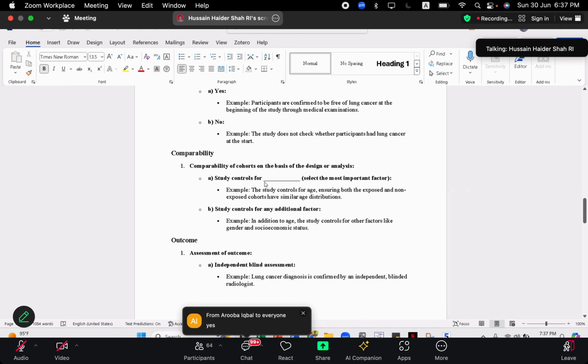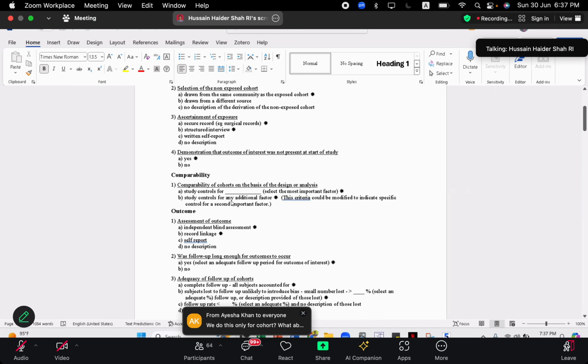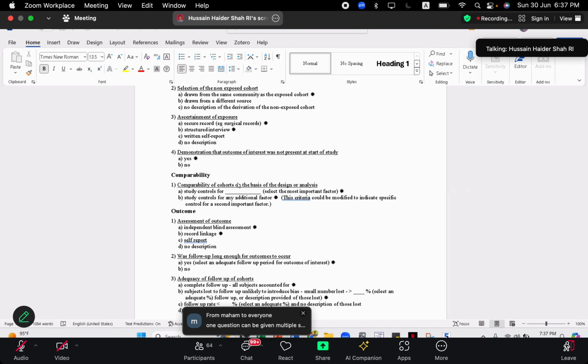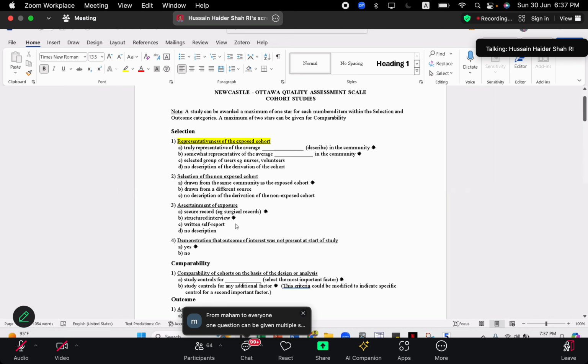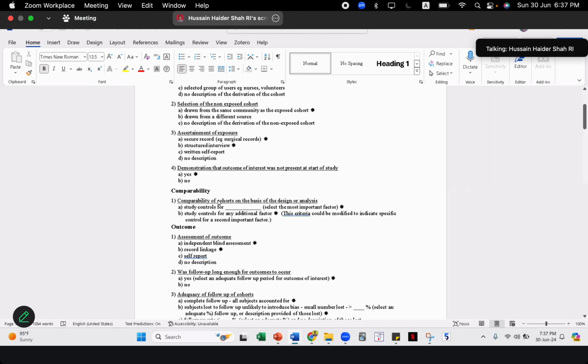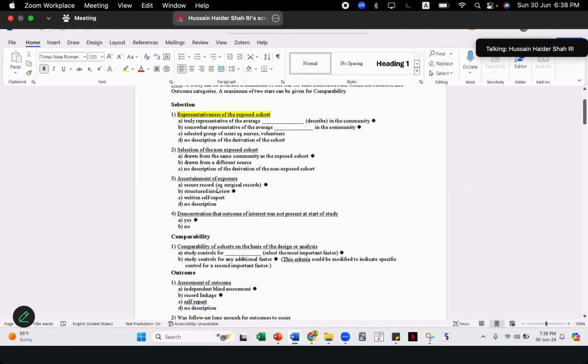Okay, the other question is comparability. If the study controls for the most important factor, we do this only for cohort. What about other studies? There is a different scale for randomized control trials. After these slides, I will share them as well, and we'll discuss them. One question can be given multiple stars, depending on the question. See now, if this question has two options and both of these options are present, we will give it 2 stars.